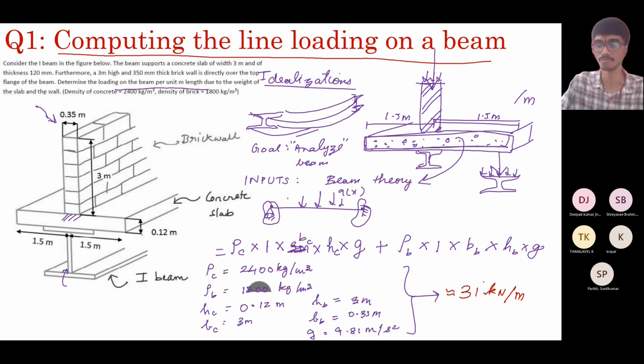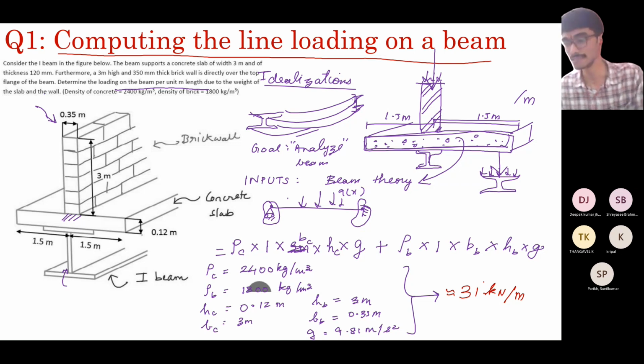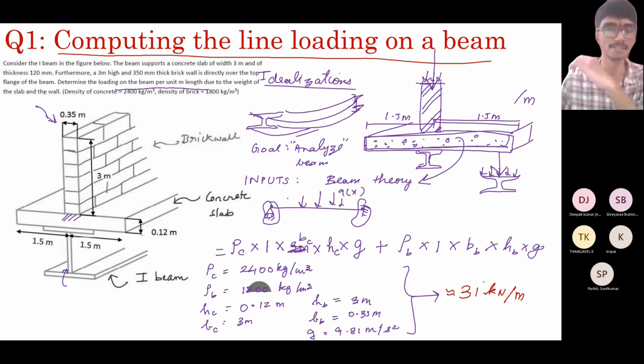So this is a very simple problem. You're given all the dimensions, the densities, and all the other specifications. It is just a matter of finding the volume multiplied by the density multiplied by g so that you will get the force per unit length, the force per meter run. That force will be in newtons since you have used SI units: kg, meters, and meters per second square. You just have to convert it to kilonewtons by dividing by 1000. Let's go to the next question.